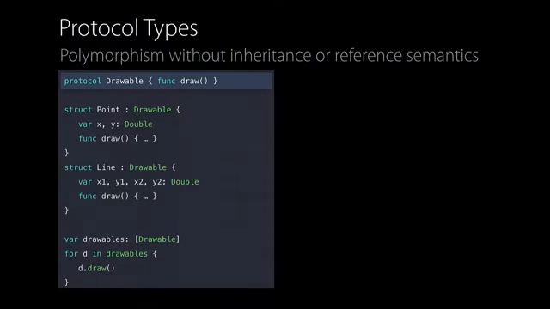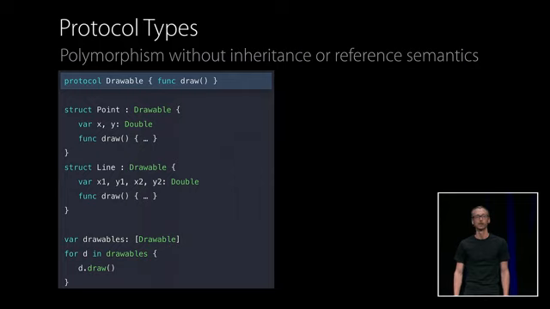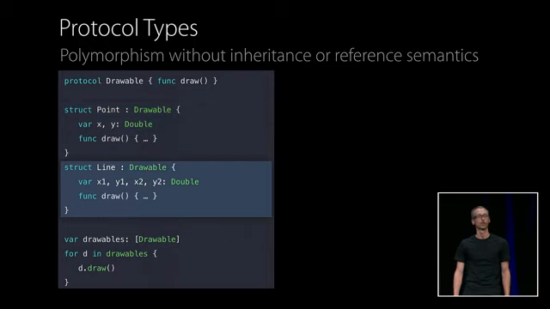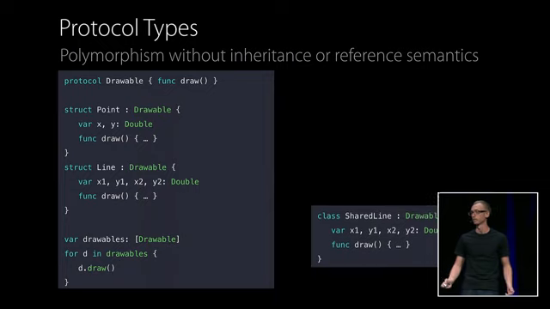Let's come back to our application, this time implemented using protocol types. Instead of a drawable abstract base class, we now have a protocol drawable that declares the draw method. And we have value types struct point and struct line conform to the protocol. Note we could have also had a class shared line conform to the protocol. However, we decided, because of the unintended sharing that the reference semantics that come with classes bring with them, not to do that. So let's drop it.